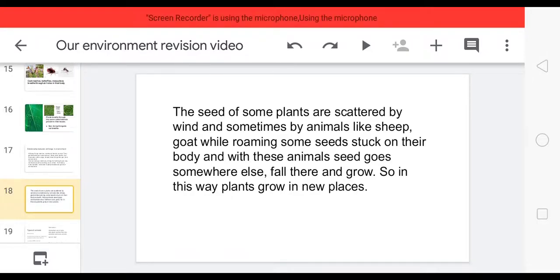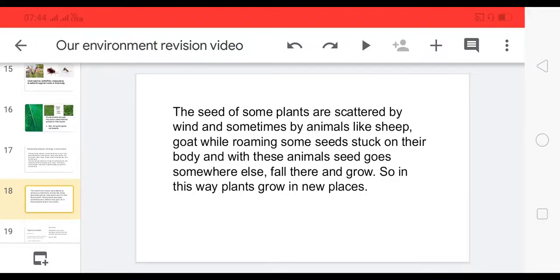See, children, how the plants grow in new places. The seeds of some plants are scattered. Scatter means go somewhere else. Plant seeds go somewhere else by wind. When strong wind is blowing, at that time the seeds of plants go somewhere else, means scattered. But sometimes these seeds scatter or go away somewhere else by animals. How do the seeds go somewhere else by animals?